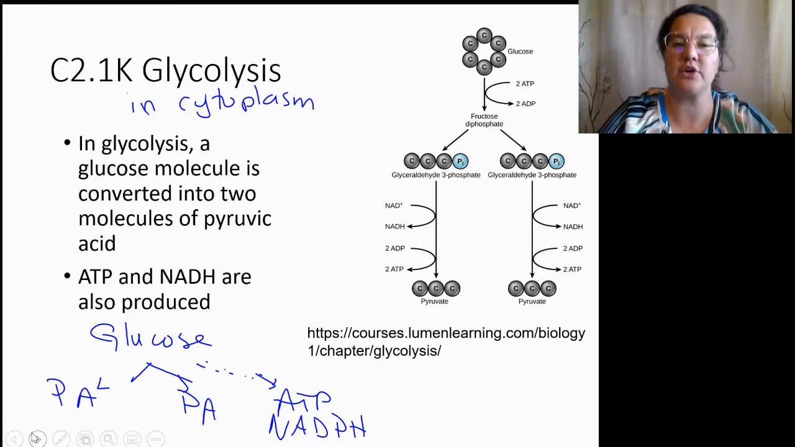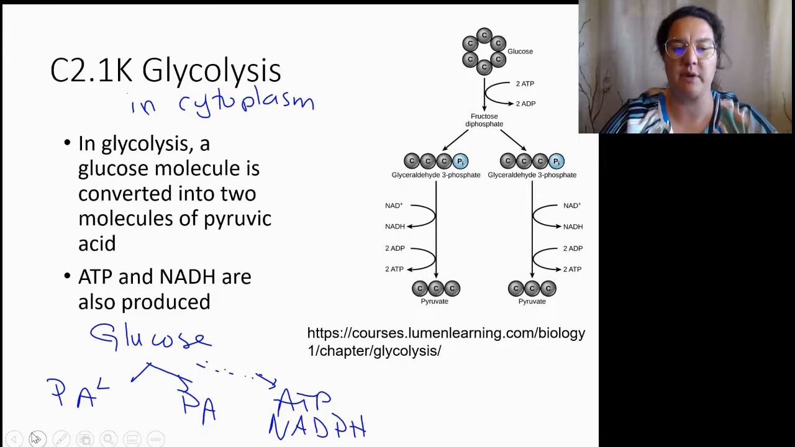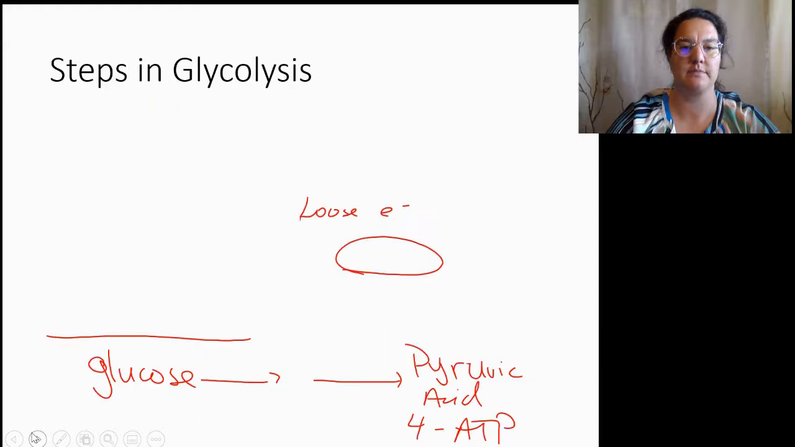So glycolysis occurs in the cytoplasm of a cell. In glycolysis, a glucose molecule is converted into two molecules of pyruvic acid, and in this process, ATP and NADH are also produced. So glucose is converted into two molecules of pyruvic acid, ATP, and NADH.